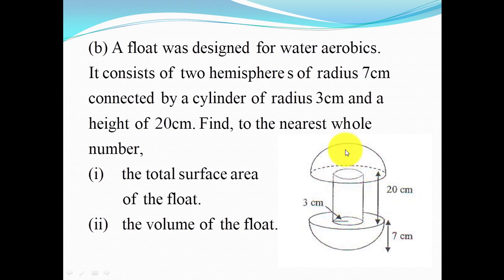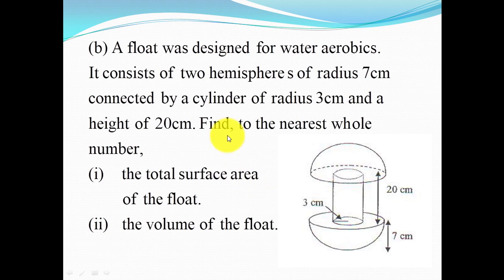Here, because this is a sphere, a three-dimensional surface, we use hemi. You can clearly see this is a half sphere of radius 7, connected by a cylinder. Take two hemispheres, one here and one here, connected by a cylinder. The radius of the cylinder is 3 centimeters, and the height of the cylinder is 20 centimeters.